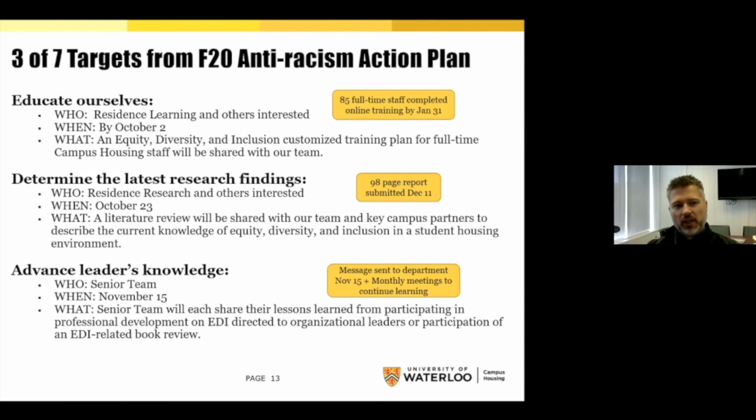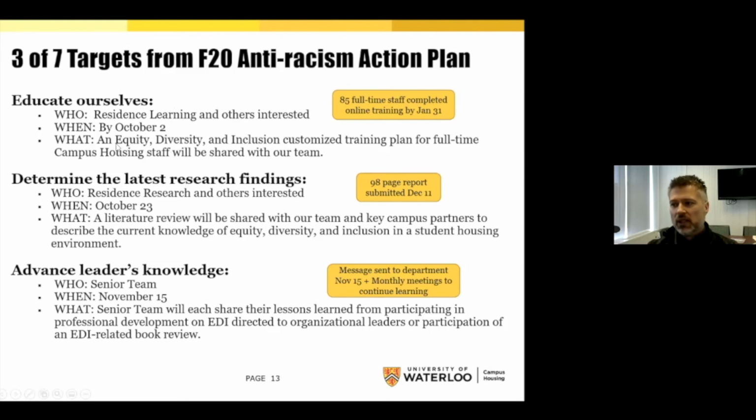With the action plan, we came up with 7 sub-targets. I'm showing 3 examples here. Again, you'll see that the target model is represented in each of these sub-targets: the who, when, and what. I'll highlight the top one here, educate ourselves on anti-racism. We wanted our full-time staff to become more knowledgeable about the issue. For the who, we targeted one specific group on our team to do the work. So again, increasing accountability. We indicated a very specific date when we wanted the work done by.